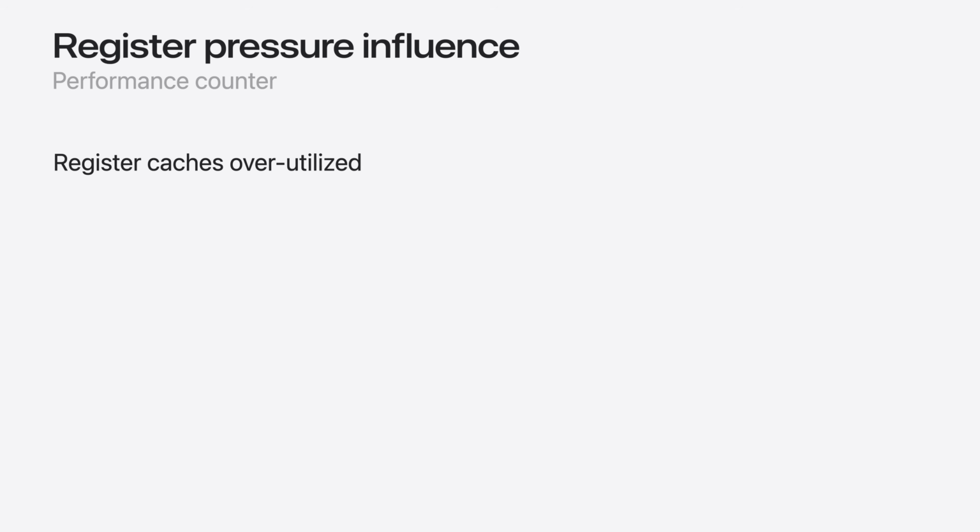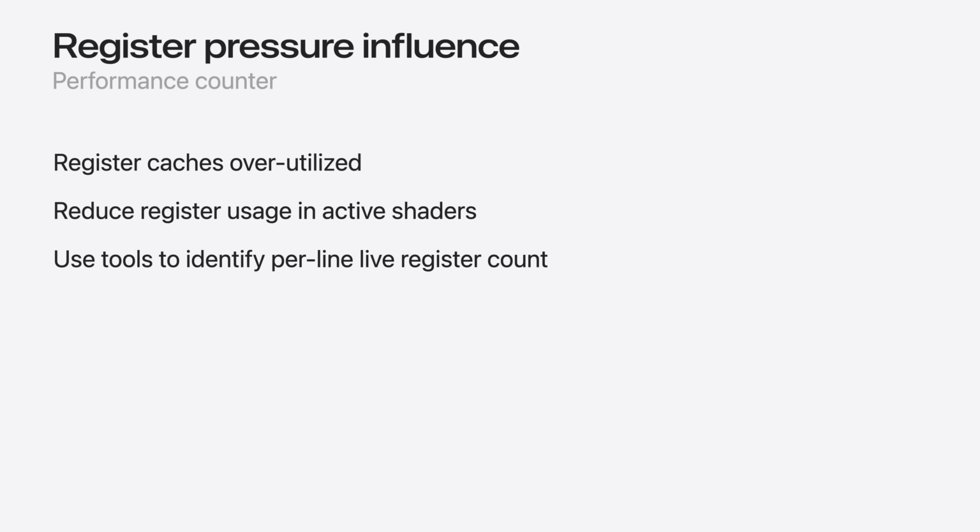For the register pressure influence counter, non-zero values indicate the GPU is throttling occupancy because register caches are thrashing. If this is high and driving your occupancy low, reduce register usage in your active shaders. Using GPU tools in Xcode, you can now see live register count at each shader line. Use this to focus your optimization.